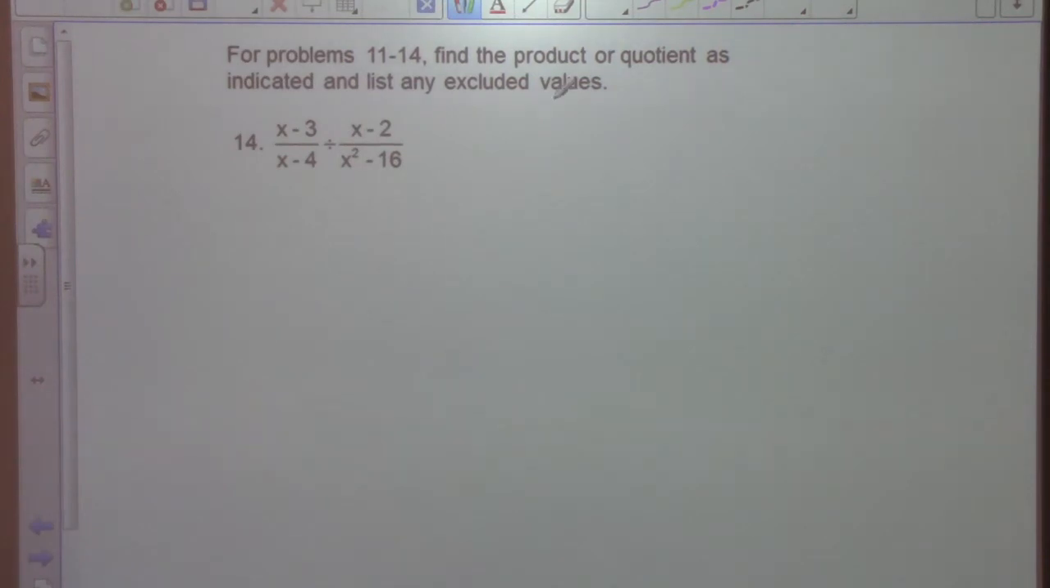Okay, I'm going to write some things here. As far as factoring, x squared minus 16 is going to be equal to x plus 4, x minus 4, right? And so really that's our only factoring. So excluded values: x cannot equal plus or minus 4.